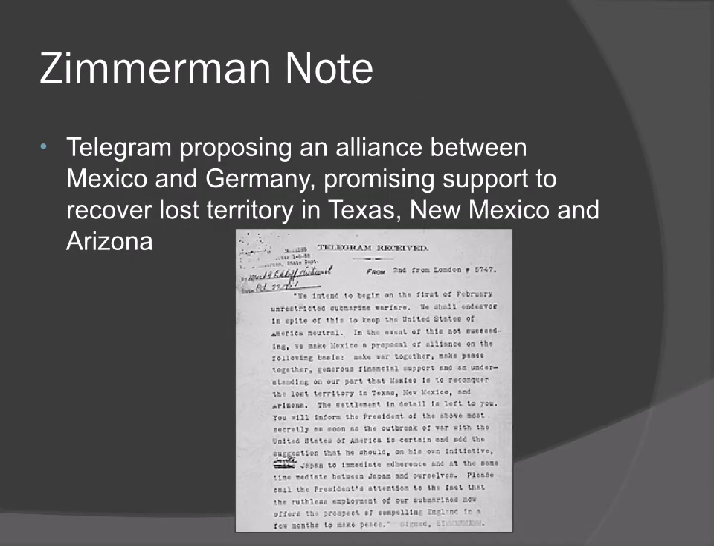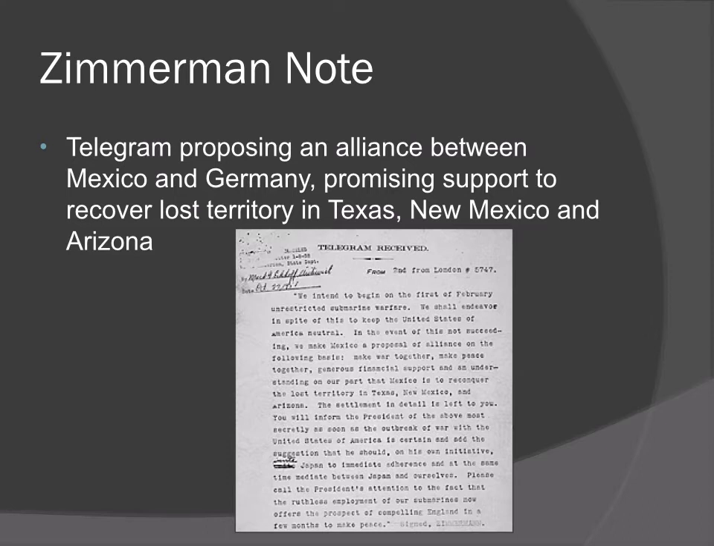The Zimmerman Note. It was a telegram which proposed an alliance between Mexico and Germany, promising support to recover lost territory in Texas, New Mexico, and Arizona. So Germany, basically, it's the precursor of email. Germany sent this note to Mexico and said, hey, if you come and fight with us, we will make sure that you get Texas, New Mexico, and Arizona back at the end of the war. Forget the U.S. We promise we'll give this to you.